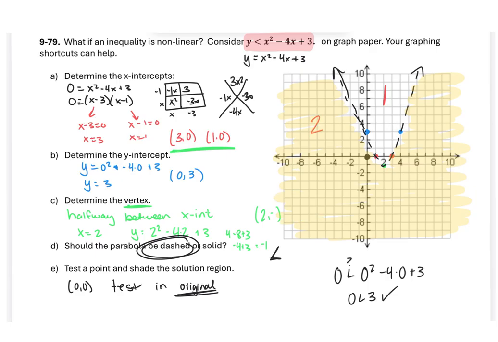So different than a line, but same idea. I'm going to graph it, use the tools that I have to graph, in this case, parabolas, and then pick a test point that is not on my boundary and decide where I should shade.